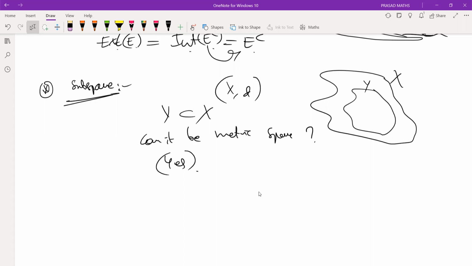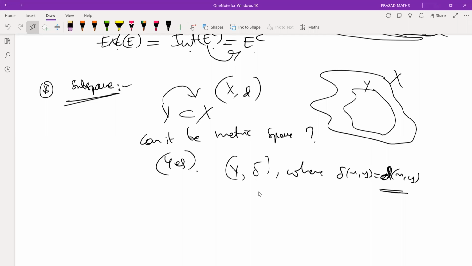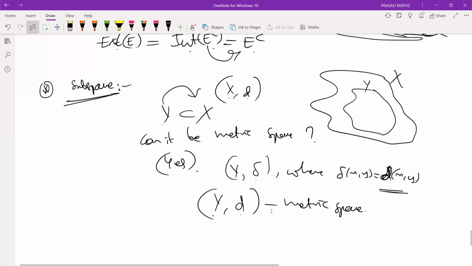Right. So for it to be a metric space, first, what is the metric? I'm taking the same metric, delta, where delta is equal to d, the same d. In fact, you can write it as the restriction of d. If d is a metric on X, then Y comma d is also a metric space. Yes or no? Why? Same conditions.